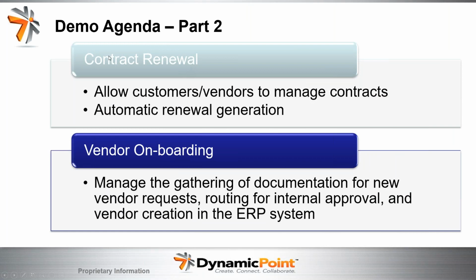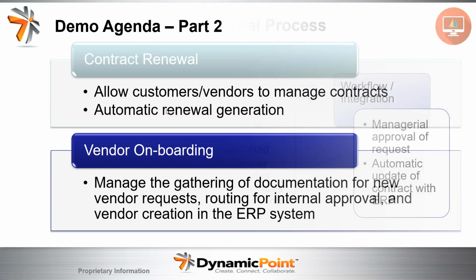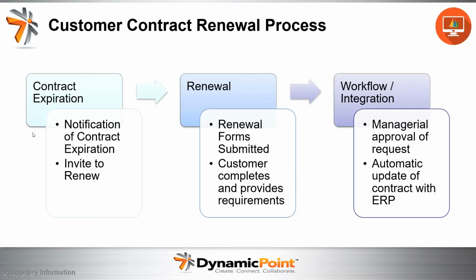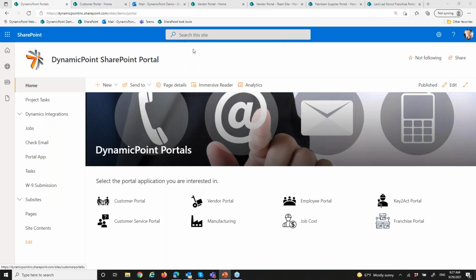Some of those examples I'll show you are a contract renewal process. I also have vendor onboarding. We'll focus on the top one just because we're looking at customers today. But what this is going to allow me to do is look at a contract that's expiring and choose to renew it. It's going to kick off a workflow and approval process and hopefully showcase some of the capability of this business automation. So let's get out of here.